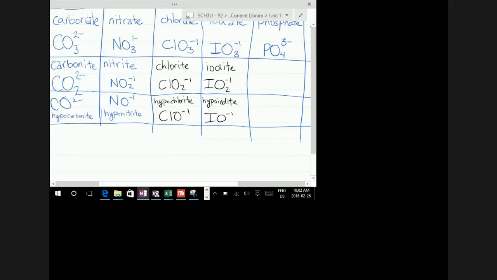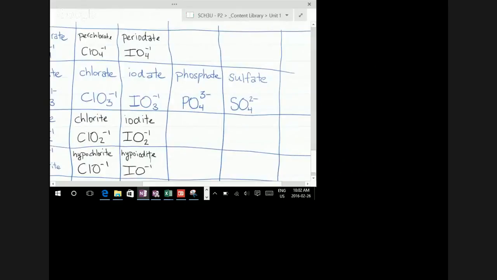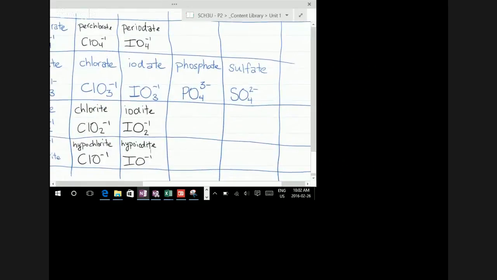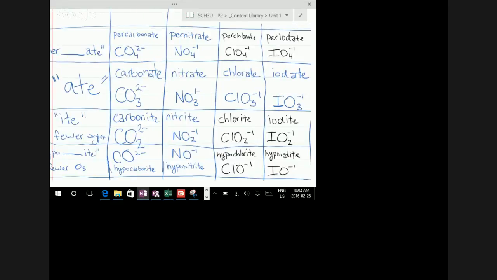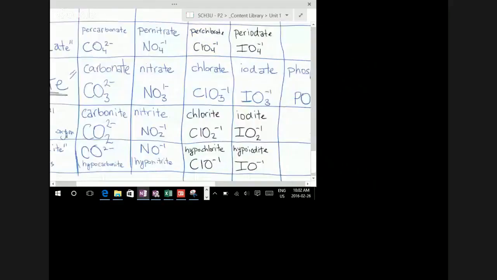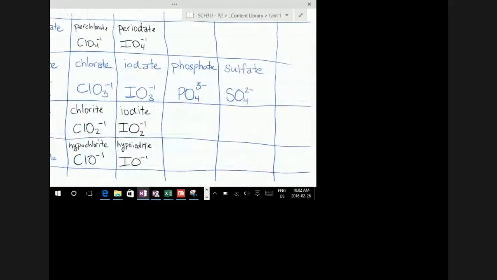So 2 more examples. Phosphate. Now, if you look at phosphate, it normally has how many oxygens? Not 3, but 4. All right. And again, is there some way to magically figure these things out? No, you just need to memorize them. So all of the 8s, all of the standard ones, carbonate, nitrate, chlorate, iodate, phosphate, sulfate, you just have to know what they are.